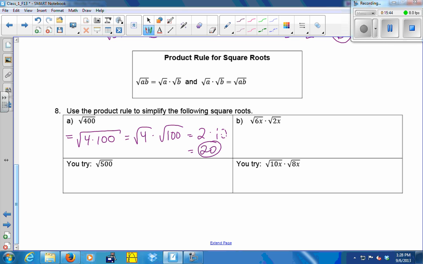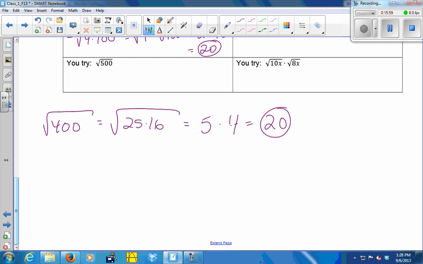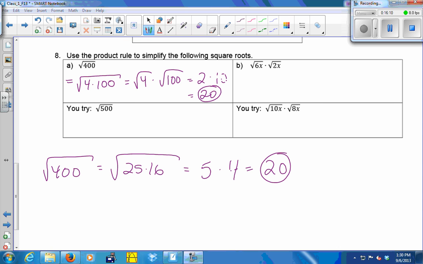You can also use 25 and 16. Let's see how that works. Right? So the square root of 25 is 5, square root of 16 is 4, 5 times 4 is 20. So you get the same answer. Okay, you try. Square root of 500, no calculator. Square root of 500. Can anybody think of a perfect square that goes into 500?